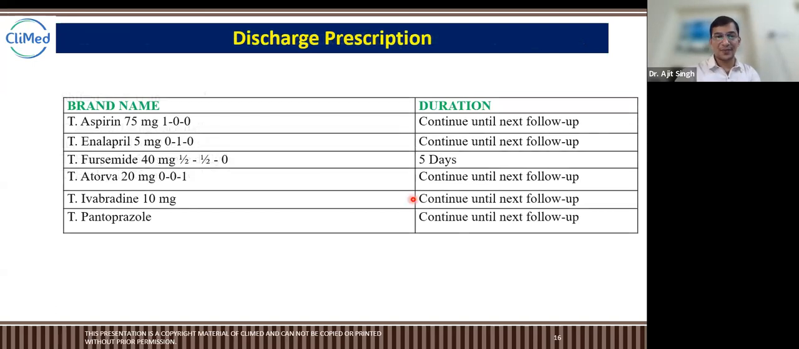Okay, so this was the discharge prescription at the end. Enalapril was raised to 5 mg. Furosemide was cut down to 40 mg once in a day, but half, 20 mg, 20 mg, and only for 5 days. Atorvastatin was added. Why was atorvastatin added here, guys?